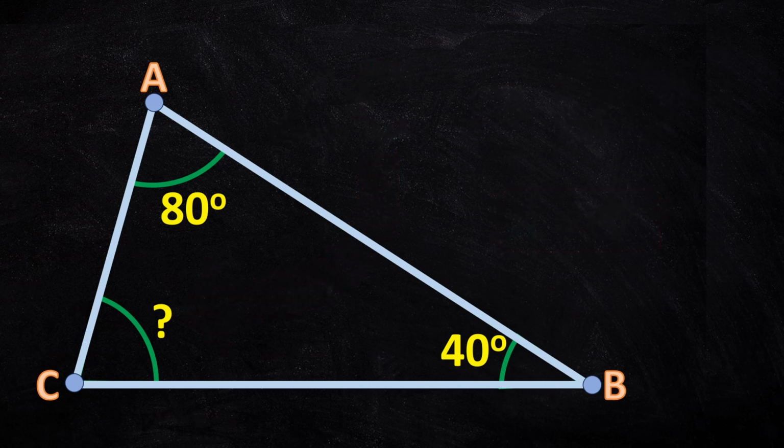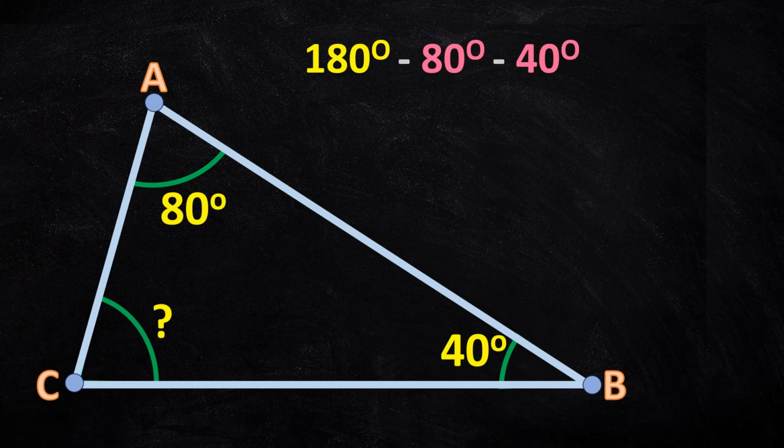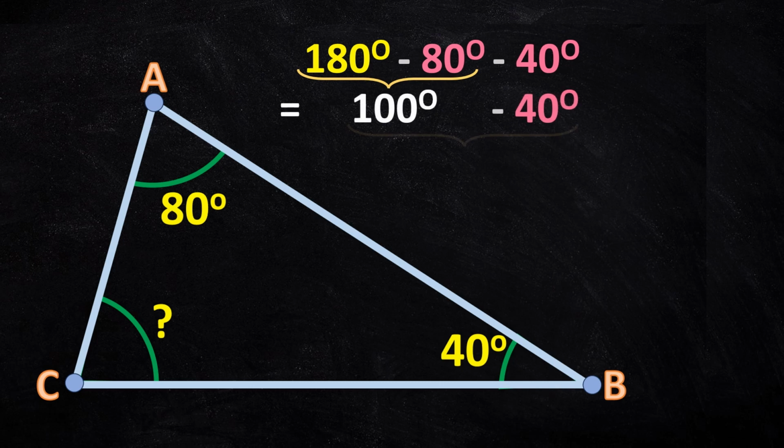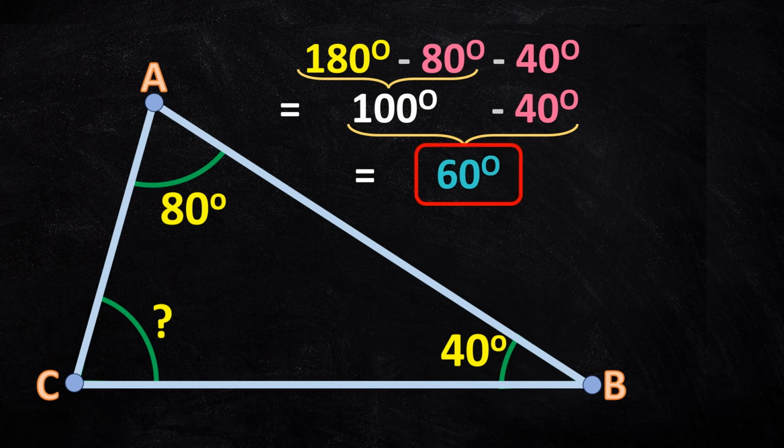We can also do this in a simpler way by just subtracting the two angles we know from 180. 180 minus 80 is 100. 100 minus 40 is 60. There we are. We found the missing angle in a super simple way.